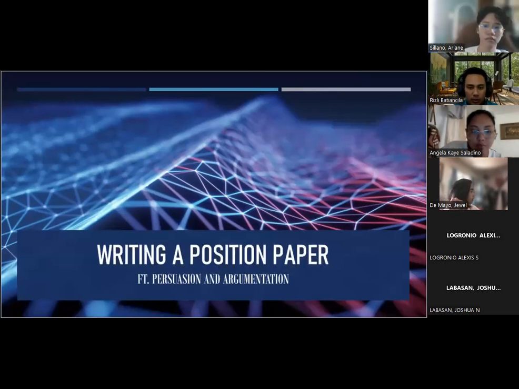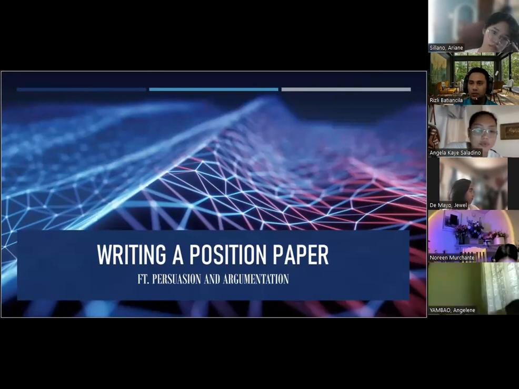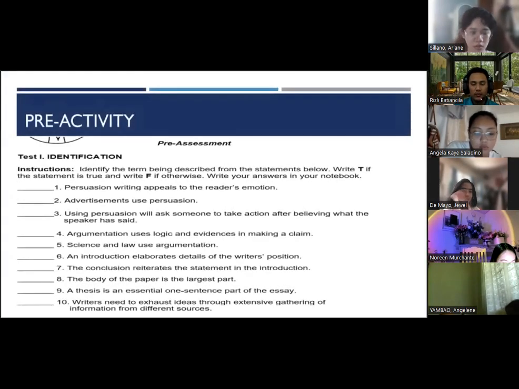So, writing a position paper featuring persuasion and argumentation, and the other terminologies that you should be mindful of when it comes to writing a position paper. What are those? First and foremost, let's have this pre-activity to be done orally. Identify the term being described from the statements below. Write T if the statement is true and write F if otherwise, or false.